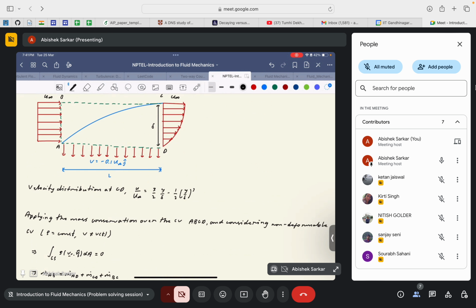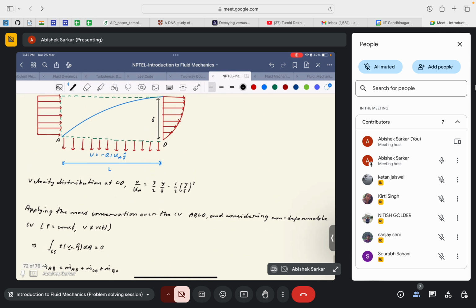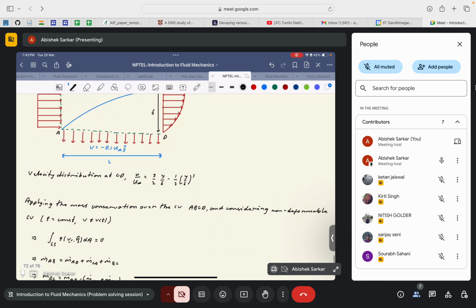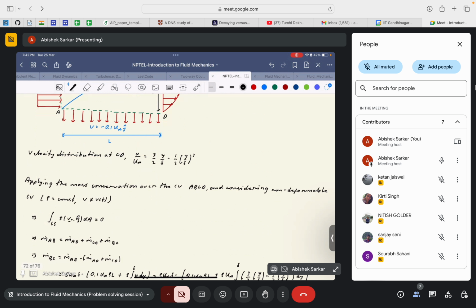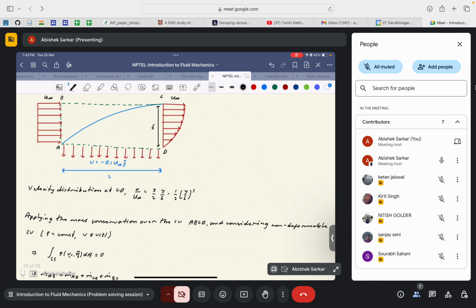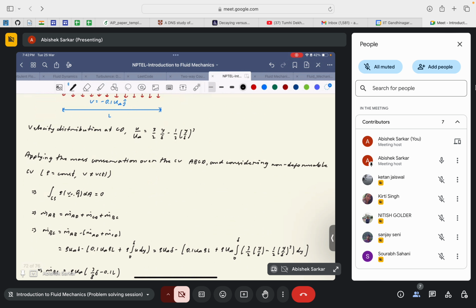Considering the non-deformable control volume, you will get that the surface integral of rho V dot n cap dA is equal to 0, or m dot AB is equal to m dot AD plus m dot CD plus m dot BC. Okay, so there is only one inlet and all other edges of the control surface are essentially outlets. So mass is coming in from AB and going out of all the other edges of the control volume. So we need to find BC. So m dot BC is equal to m dot AB minus m dot AD plus m dot CD.